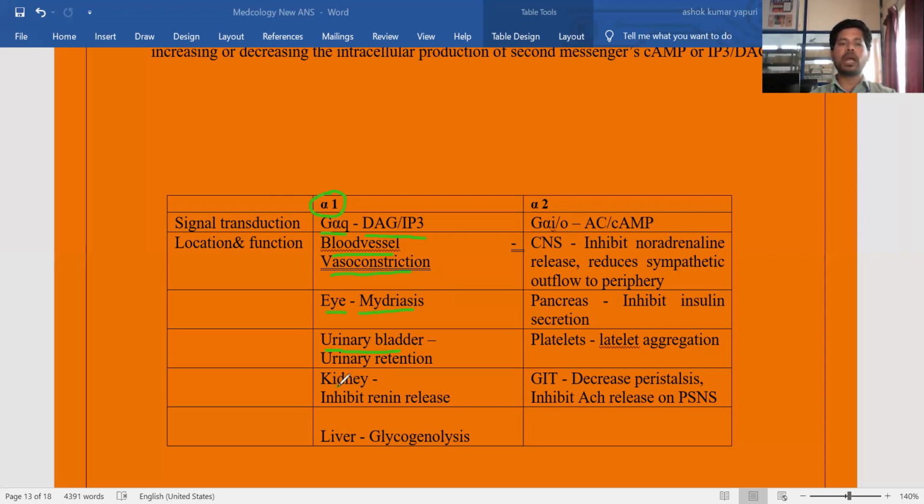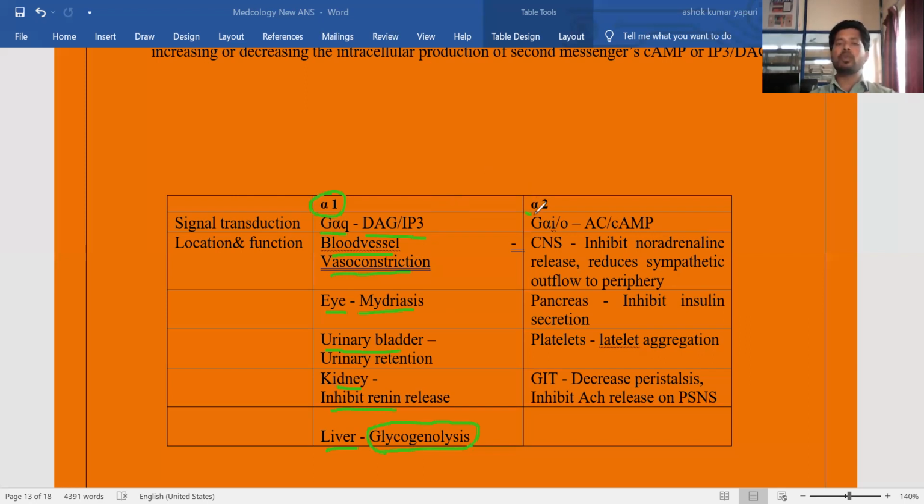These alpha 1 receptors are also present on the kidney, that is, JG cells, juxtaglomerular cells. When kidney cells are innervated by the alpha 1 adrenergic receptor, there is inhibition of renin release. If renin release is inhibited, then there is no activation of the renin angiotensin aldosterone system. Again, alpha 1 receptors are also present in the liver. When they are stimulated, it leads to glycogenolysis, breakdown of glycogen into glucose. So this is the description of the alpha 1 adrenergic receptors.